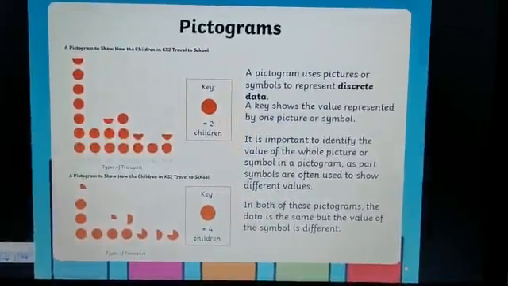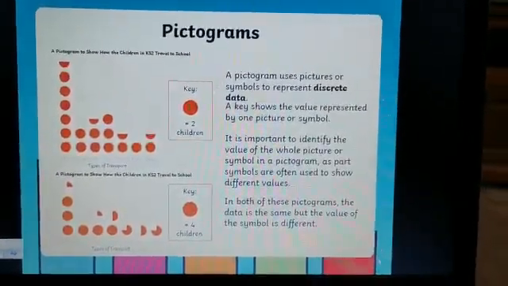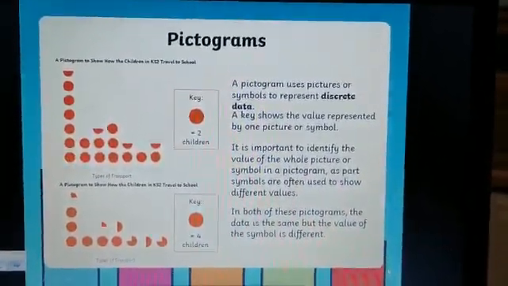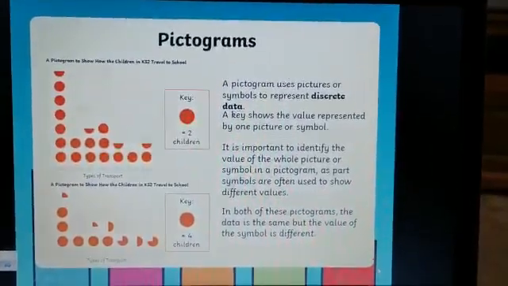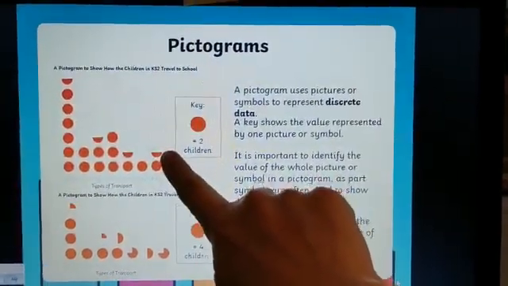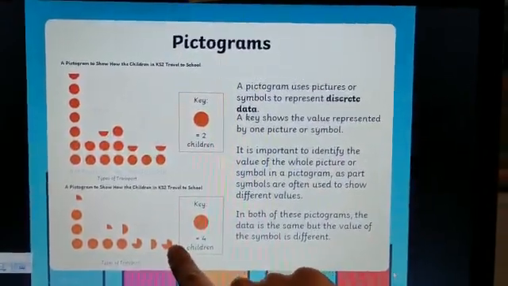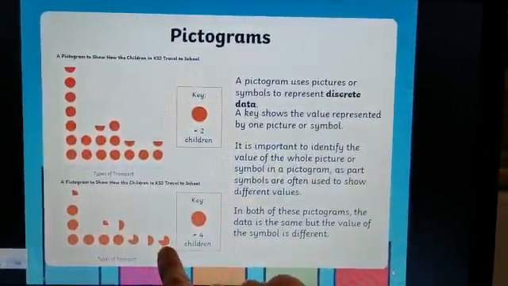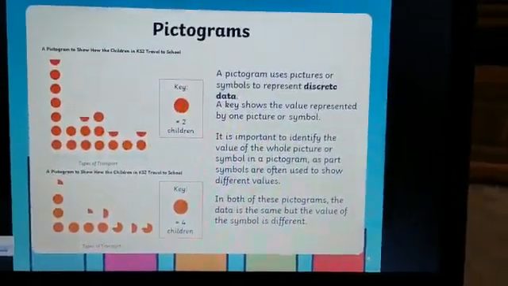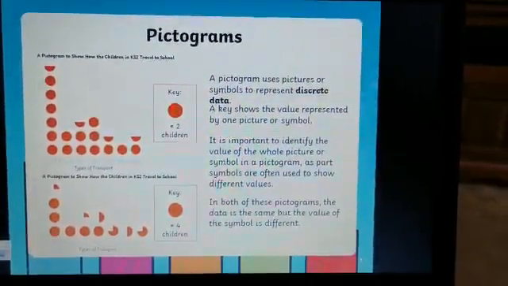In both of these pictograms, the data is the same, but the value of the symbol is different. So the key to remember with pictograms is you must look at what the whole picture is worth, and also be really mindful to look at whether that is a half a circle, a quarter of a circle, or if we look here, I've got 3/4 of a circle. So that is doing a fraction of the whole amount of the original picture. So that's how we interpret and gather data from pictograms.